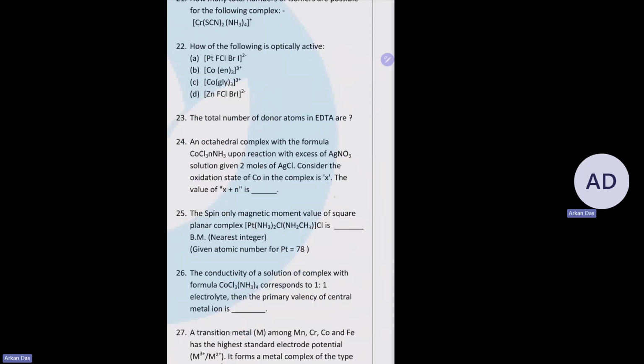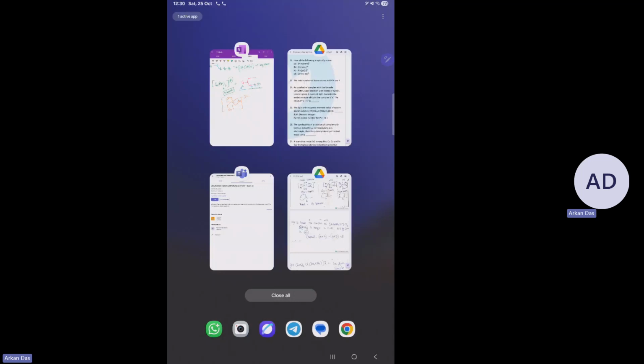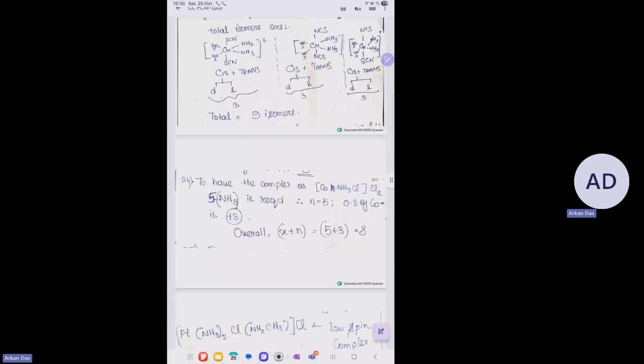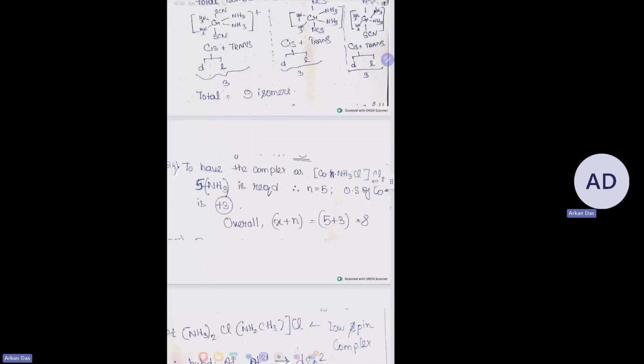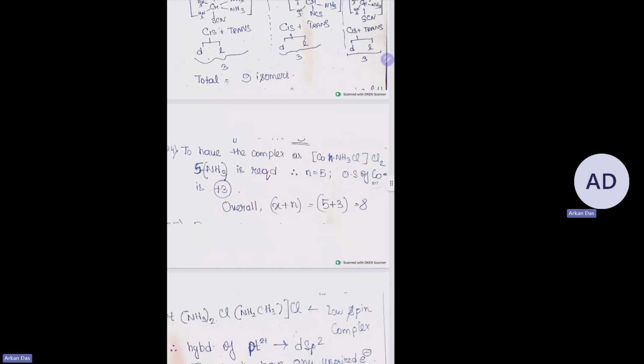In this case, the value of X plus N will be coming how much? Let's see. It's an easy question. For the complex Co(NH3)xCl, 5 NH3 is required so that the oxidation state becomes +3. So overall, the X plus N value will be 5 + 3 = 8. Let's go for the next question.